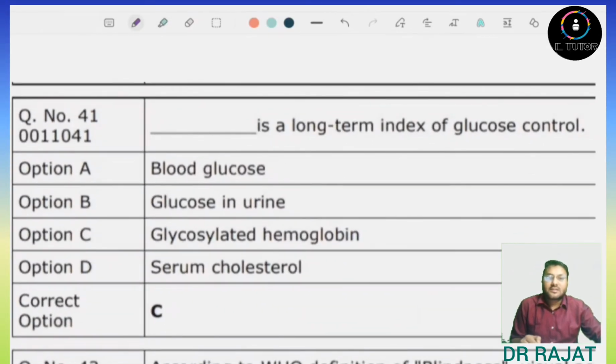Next question is dash is the long-term index of glucose control. So blood glucose is generally used for the current level of glucose. Glucose in urine is not used for that. Glycosylated hemoglobin is used for long-term glucose control, at least for 3 to 6 months. Then serum cholesterol is a lipid profile test, so it is not used for glucose control. So answer here will be option number C, glycosylated hemoglobin, which is HbA1c.